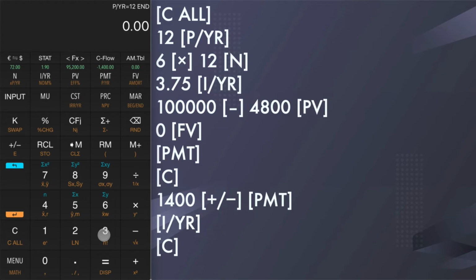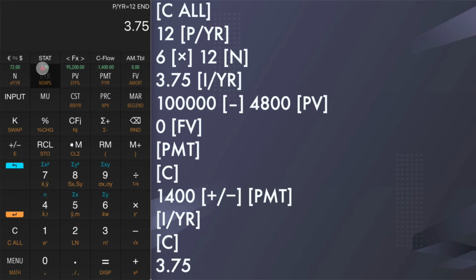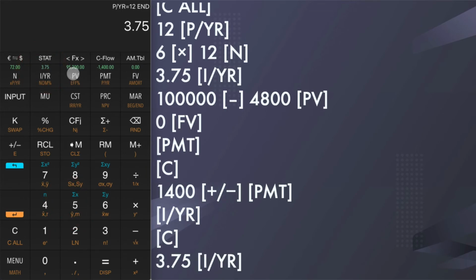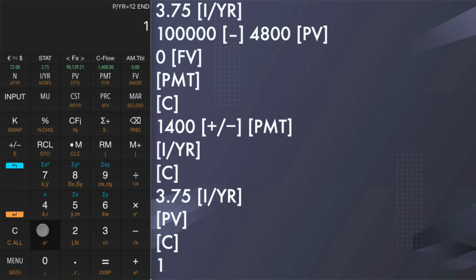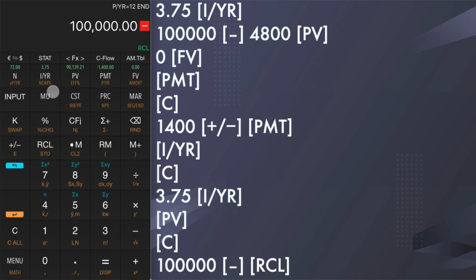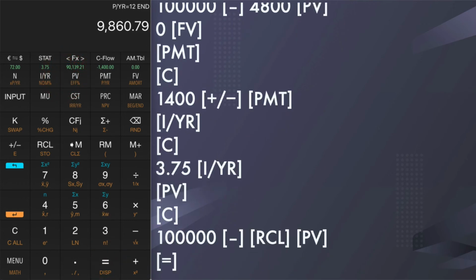$1,400? Put 3.75 into interest per year and tap present value to calculate the present value, or the loan that you are going to take. The result is $90,139. To calculate the new down payment, let the price of the car minus PV. Tap 100,000, subtract, and recall present value. Equals. The result is 9,860.79. It means you need to change the down payment from $4,800 to $9,860.79.